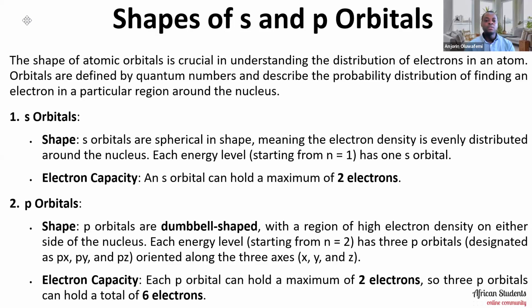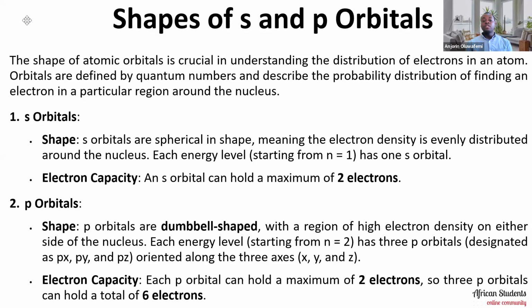The p orbitals have a dumbbell shape, with a region of high electron density on either side of the nucleus. Each energy level starting from n equals 2 has 3 p orbitals, designated as px, py, pz, and they are oriented along the 3 axes x, y, z.